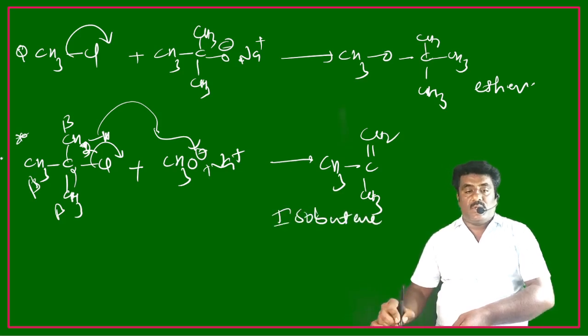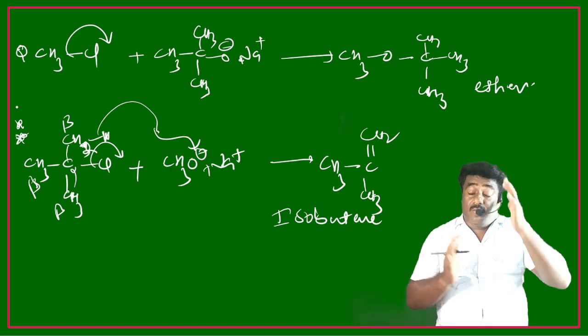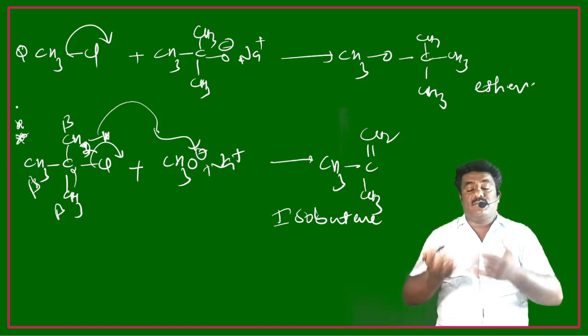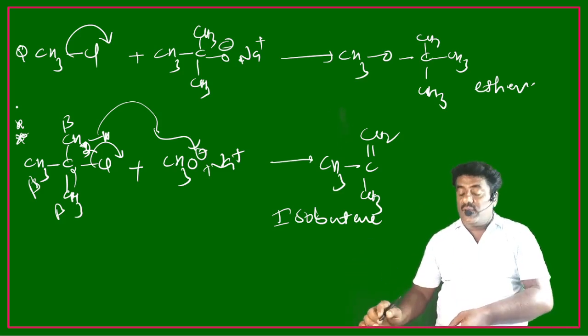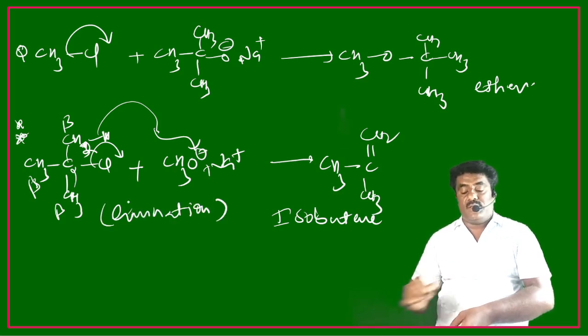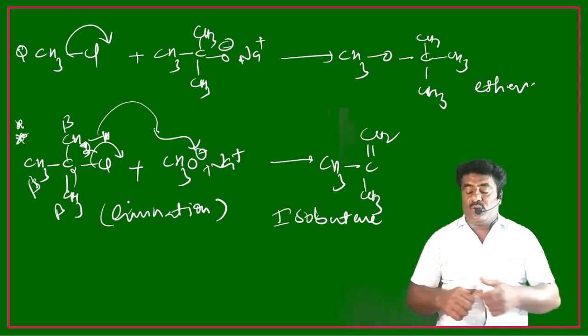Yes, this is the important case. In Williamson ether synthesis, if we are taking a tertiary alkyl halide, it gives the alkene. What happened? Elimination is happening.